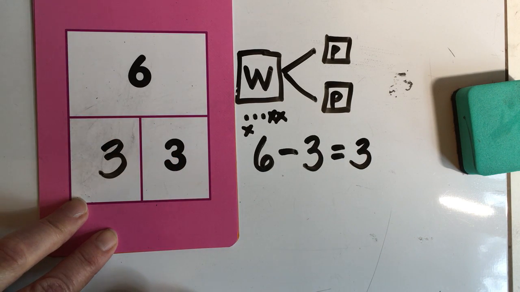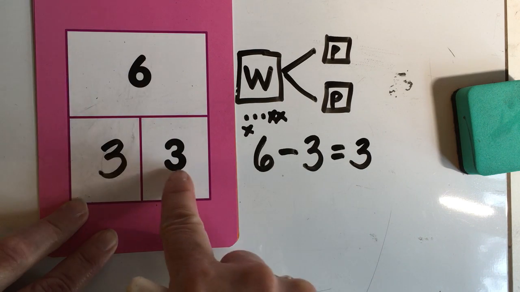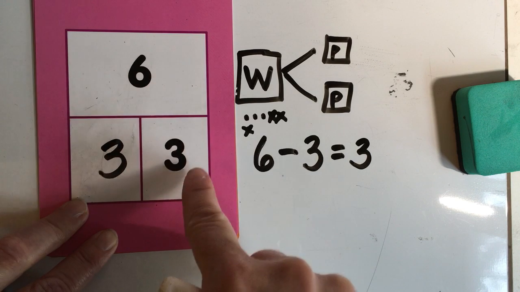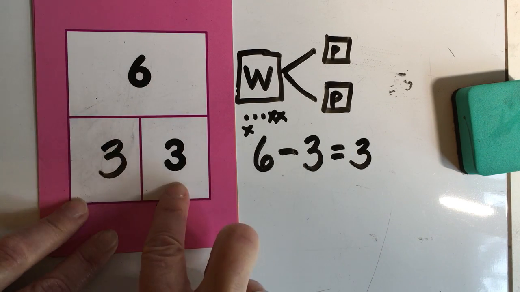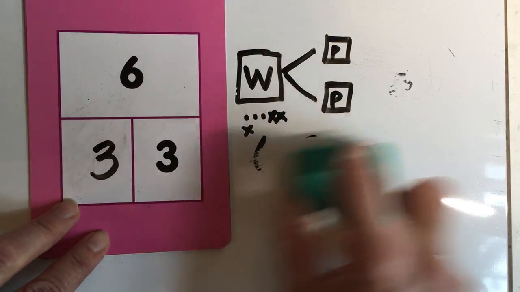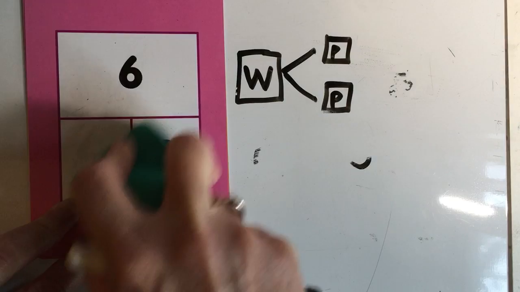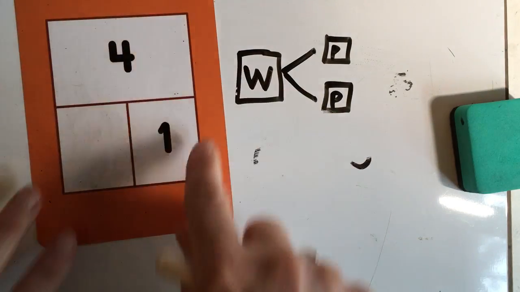And now I remember and know that 6 minus 3 equals 3. 6 minus 3 equals 3, of course. And I know that 3 plus 3 equals 6. Lots of info. Good job. Okay, I'm going to erase and we'll try another one. How about this one?